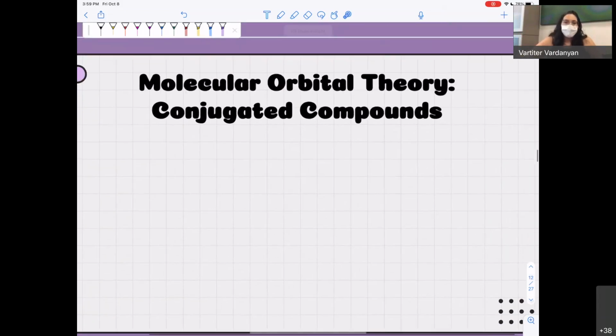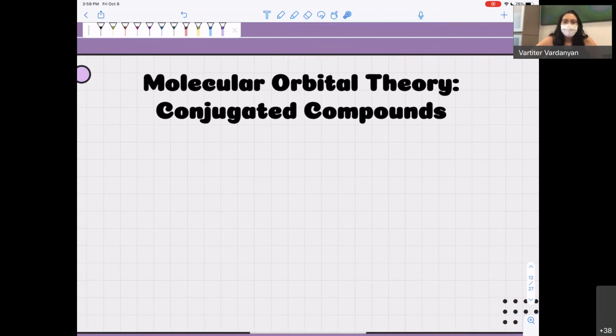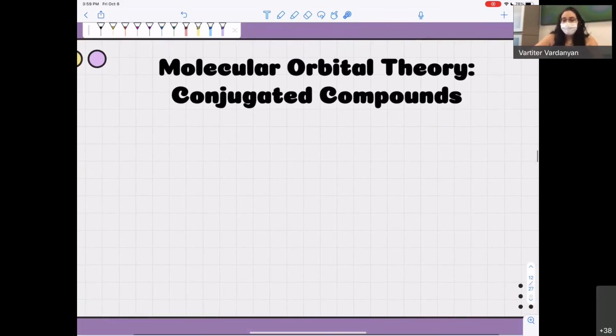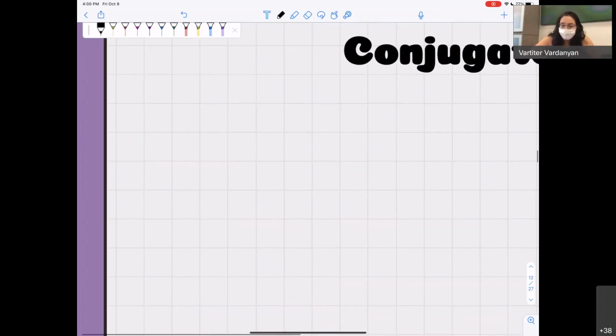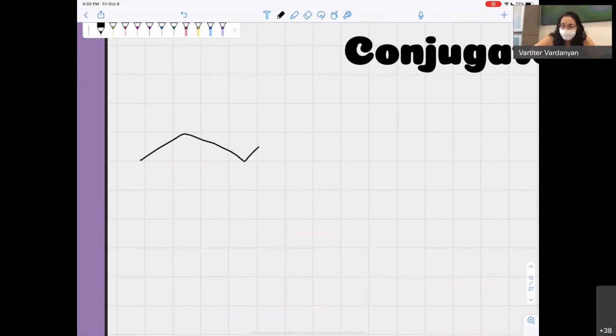Alrighty. So we're going to talk about molecular orbital theory, and we're specifically going to talk about conjugated compounds, and then later we're going to talk about aromatic compounds. So for conjugated compounds, let's start with the first one that both professors like, 1,3-butadiene. Wow, it's almost like we've seen this one before.